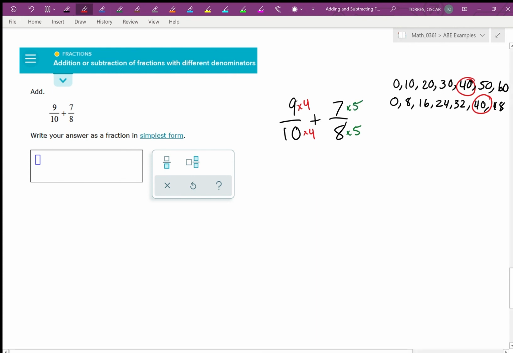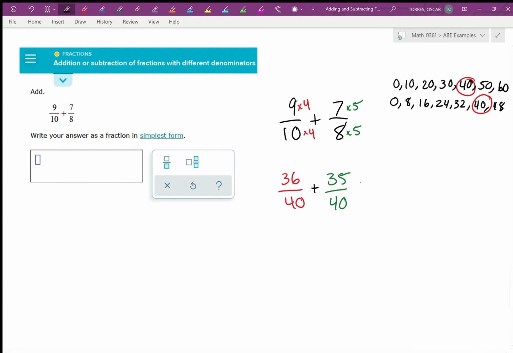So now I need to multiply the numbers together. 9 times 4 would give us 36. 10 times 4 would give us 40. So our first fraction becomes 36 over 40. We have a plus sign, so I copy that down. And for my next fraction, 7 times 5 is 35. 8 times 5 is 40.